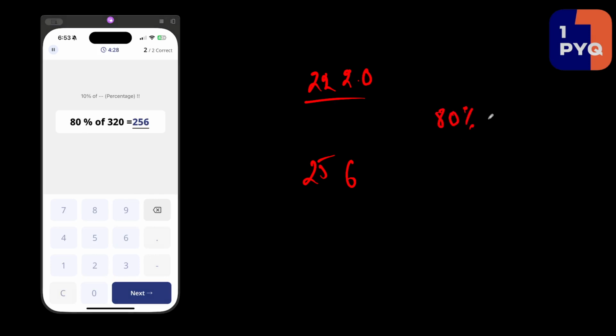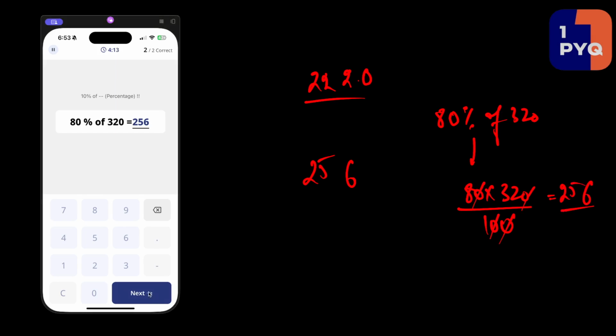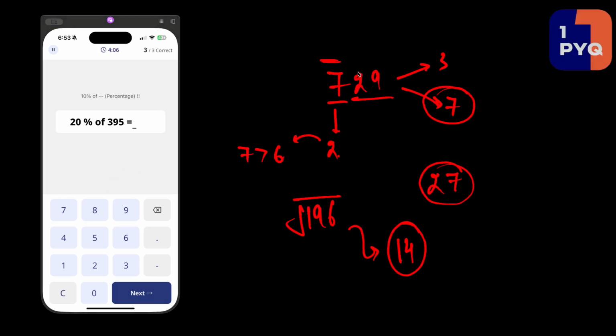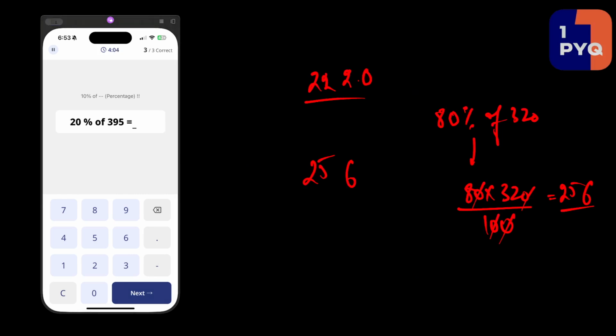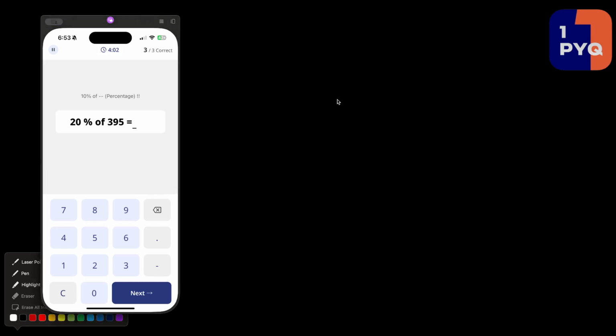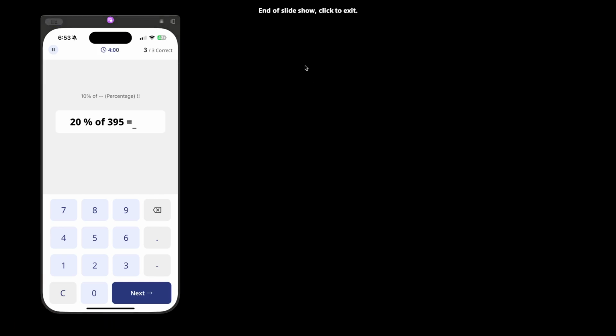Okay, when I say 80% of 320, whenever you get a percentage sign, you put 100 in the denominator and let the things in the numerator get multiplied. The two zeros are gonna get cancelled. 8 2s are 16, 8 3s are 24. This is 256. Good enough. 20% of this, I can take it either this way. Just let me clean the slide, okay?